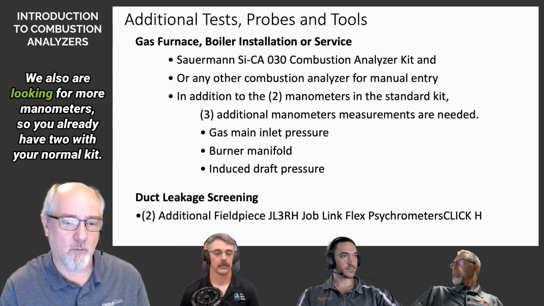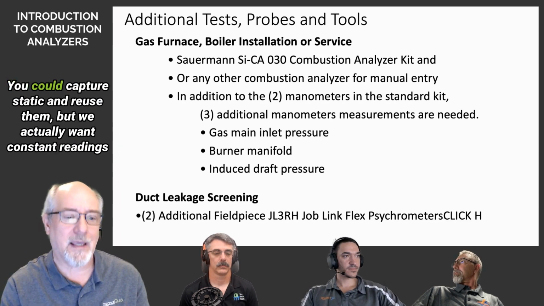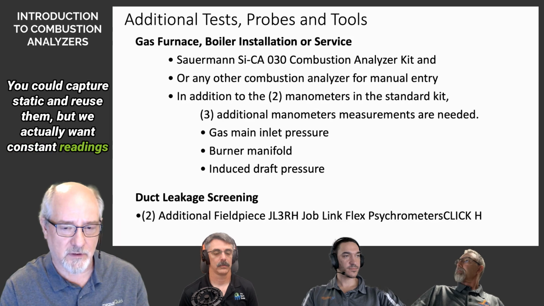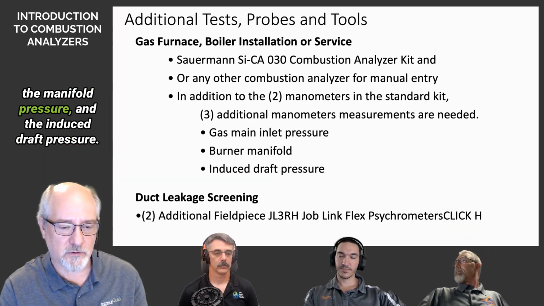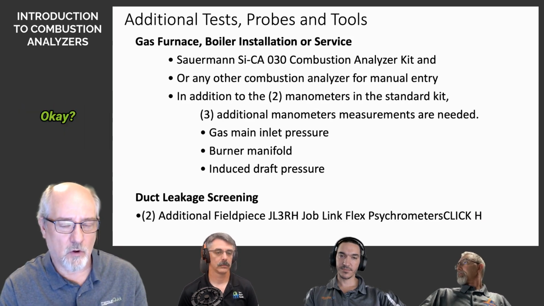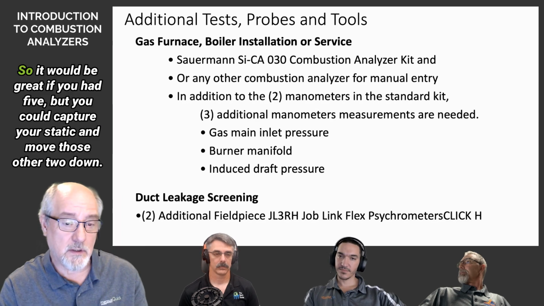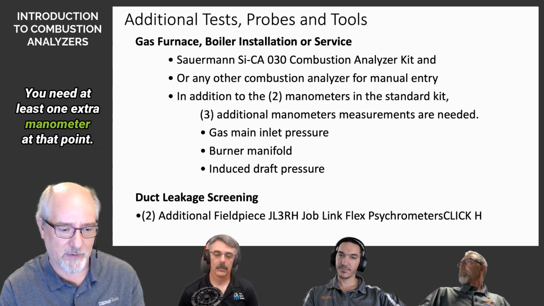We also are looking for more manometers. So you already have 2 with your normal kit. You could capture static and reuse them, but we actually want constant readings on a furnace that deal with the gas main inlet pressure, the manifold pressure, and the induced draft pressure. Okay. All those are constant readings that can fluctuate. So we want to get those constantly. So it'd be great if you had 5, but you could capture your static and move those other 2 down. You need at least 1 extra manometer at that point.